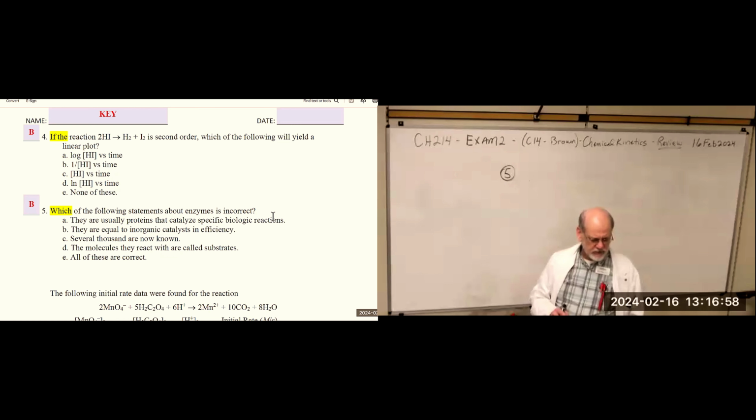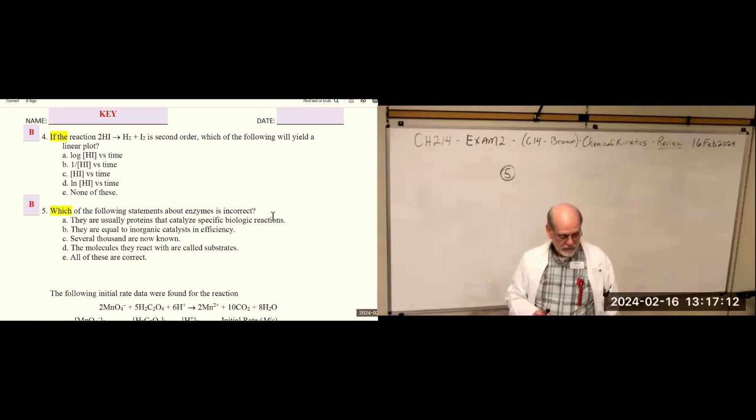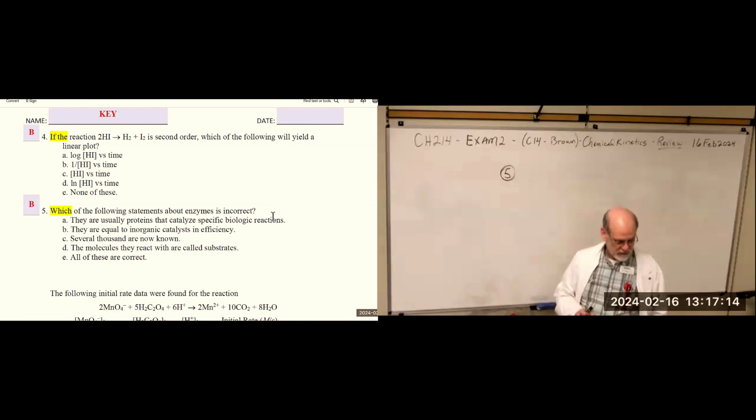B, they're equal to inorganic catalyst in efficiency. No, they're much, much more efficient than inorganic catalysts. Way, way, way more efficient. B is the false one. Several thousand are known. Yes, the molecules they react with are called substrates. That's true also.